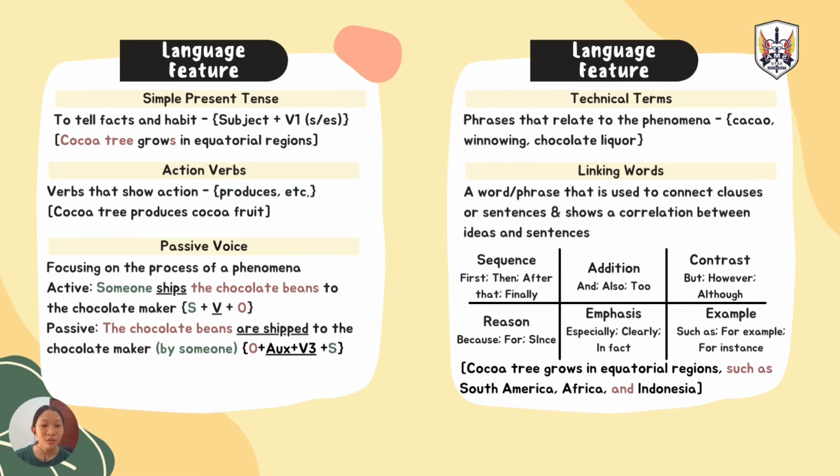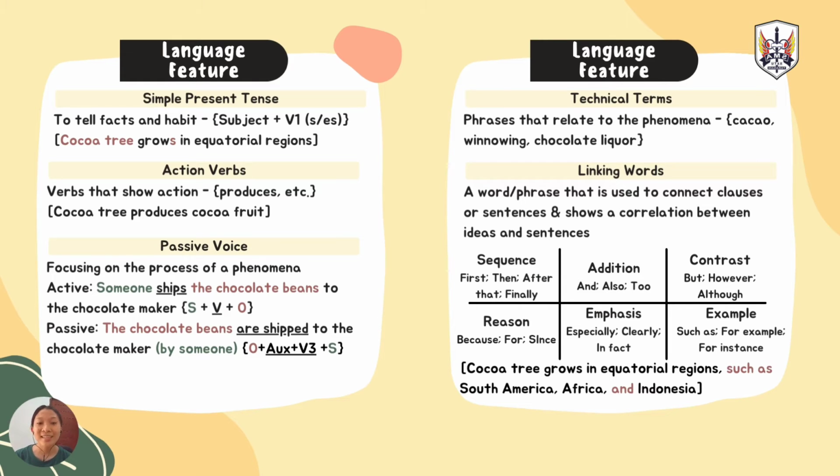So it becomes the chocolate beans are shipped to the chocolate maker by someone. It becomes object plus auxiliary verb plus verb 3 plus subject. As you can see here, there's a difference in the form. I put by someone in bracket because in passive voice, it's okay to not mention the subject because subject is not our focus point, like what I said before. So it's okay if you want to write it or not, it's up to you.